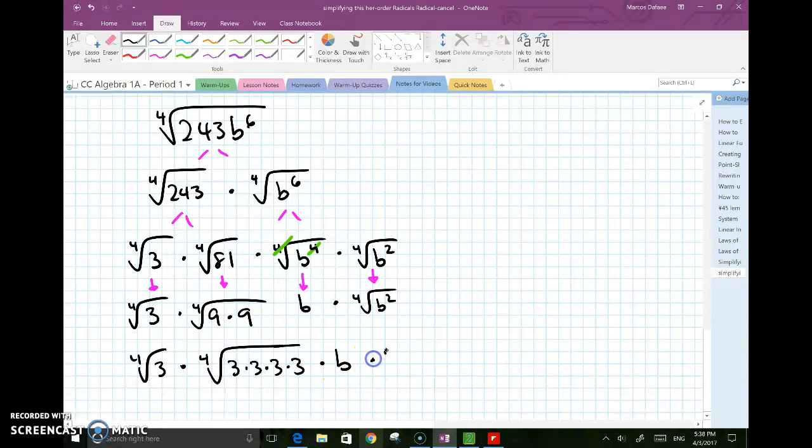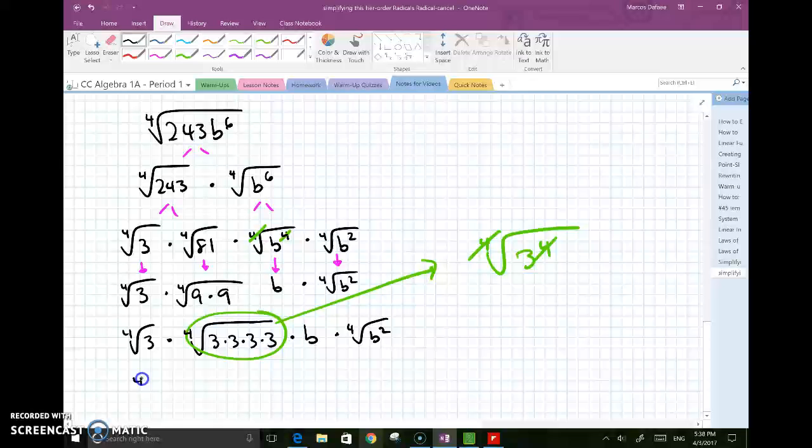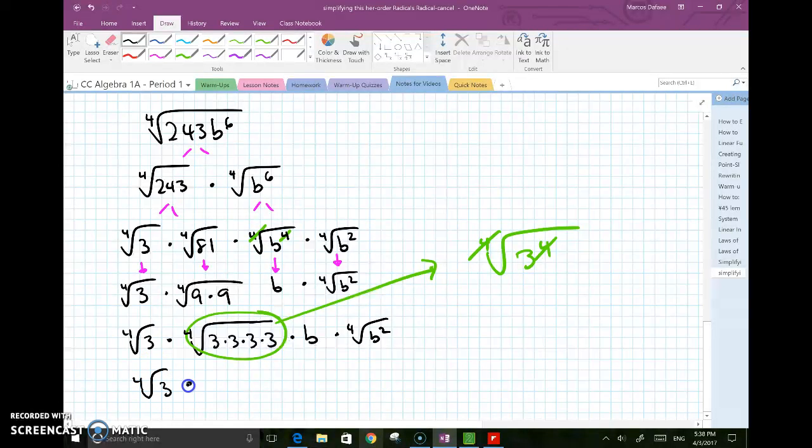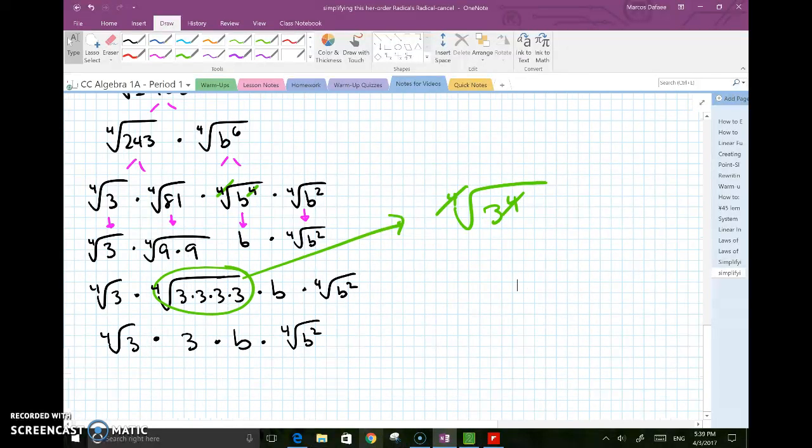That b comes down, this comes down, and now because I have 4 of a kind over here, that's a good thing. 4 of a kind means the following. I basically have this. What this is saying is I have this. That's what I have. And because they are identical, these will cancel out, and I get just the 3 by itself. So I have fourth root of 3 times just a 3 times just a b times the fourth root of b squared. And everything that is outside gets put together and swings to the front.